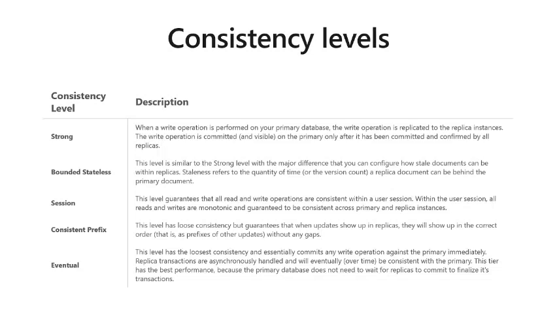That means it does not show as written until it's written all over the replicated DBs. Whereas bounded staleness, this level is similar to a strong level, with the major difference that you can configure how stale documents can be within replicas. Staleness refers to the quantity of time, or the version count, a replica document can be behind a primary document.